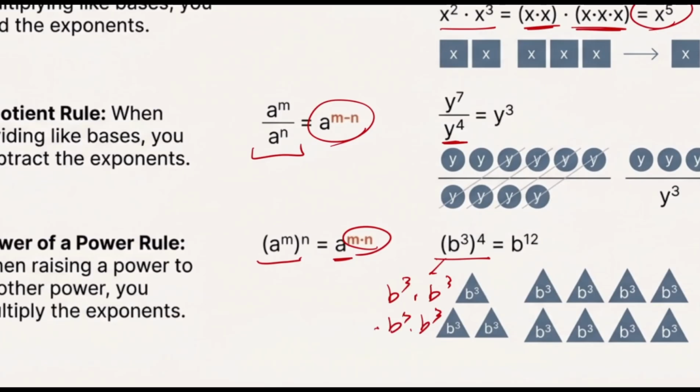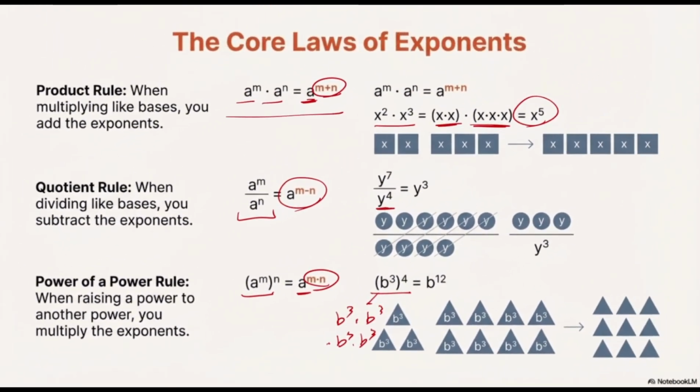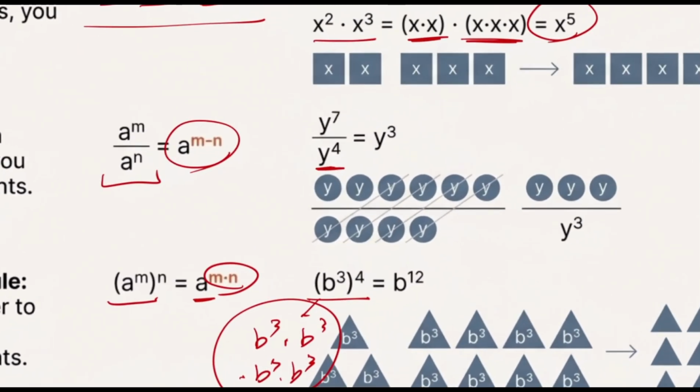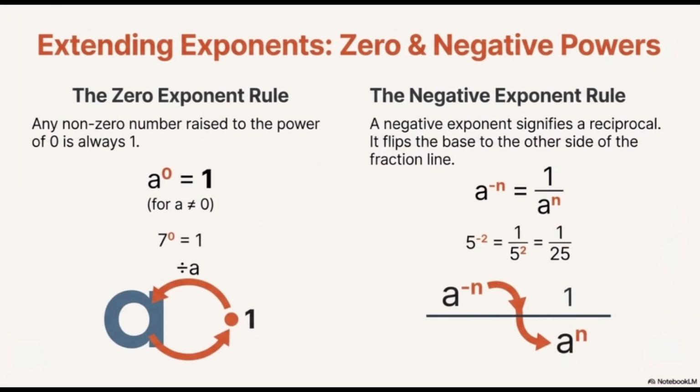And again, if you use the first law that we had over here, adding 4 times by itself, you still have b to the power of 12. So this is the first one.